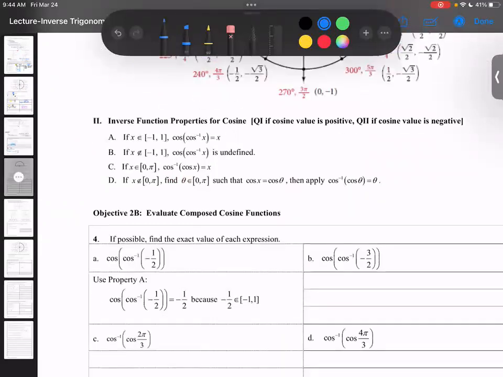So let me recap. For the cosine inverse, as long as x is between negative 1 and 1, you can cancel cosine and cosine inverse, which is equal to x. If it's not, then it's undefined. For cosine of x, as long as x is between 0 and pi, then you can cancel cosine inverse and cosine. If it's not, right now just say undefined.